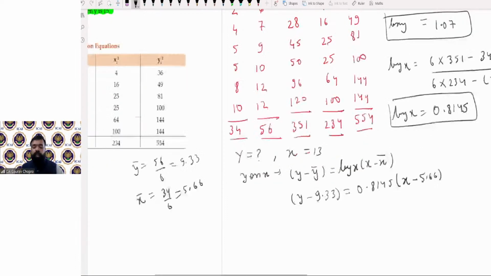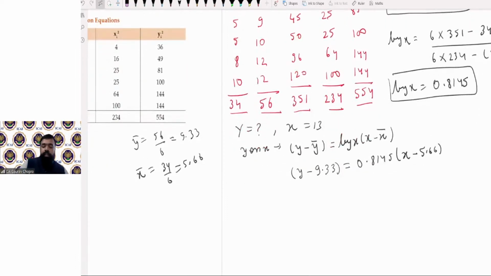Now you can simplify and substitute the value of x. X की value आप यहाँ पे substitute कर सकते हैं. So y is equal to 0.8145 into 13 minus 5.66 plus 9.33. So let us simplify this.